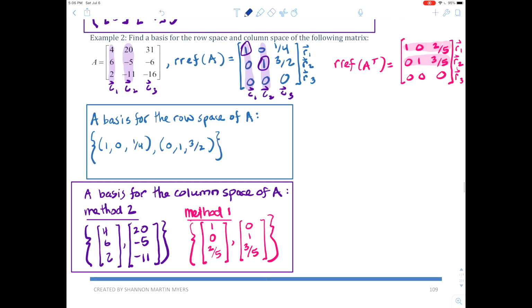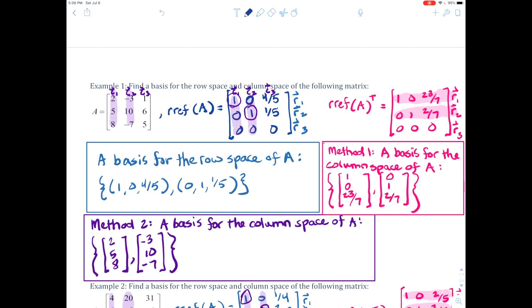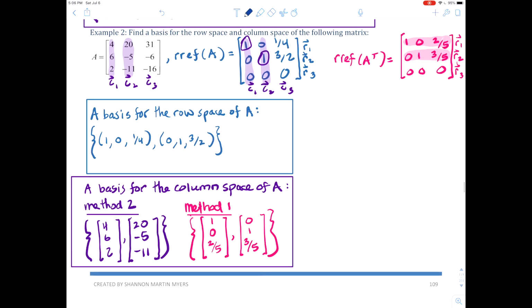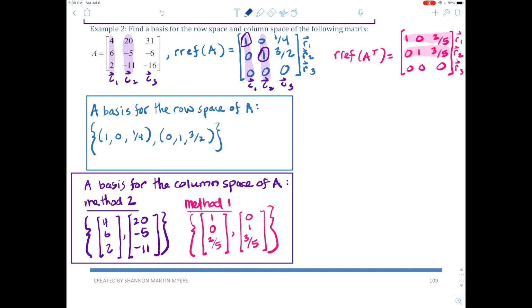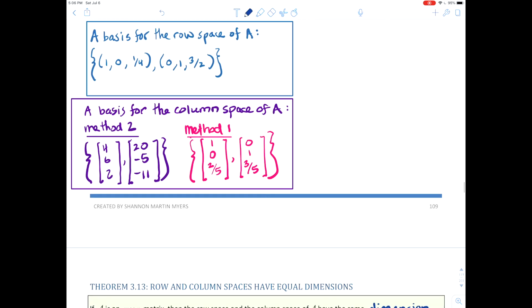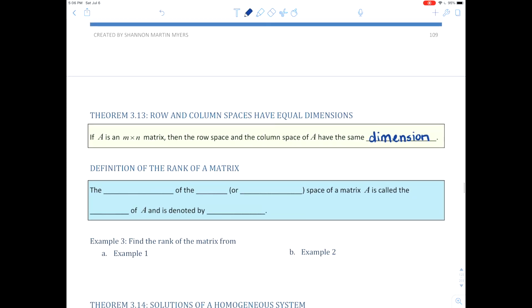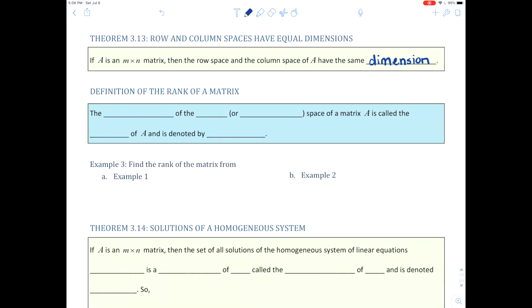Well, look what happened here. For both these problems, 2 vectors in the basis for the row space of the matrix A in the first example, and 2 vectors in a basis for the column space of A. And then again, example 2, 2 vectors in a basis for the row space of A, and 2 vectors in a basis for the column space of A. So that tells us, this theorem tells us that they always have equal dimensions.